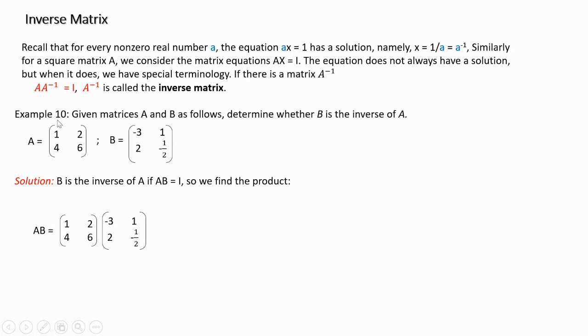Okay, now, example 10. Given matrices A and B as follows, determine whether B is the inverse of A. So you guys, they're trying to determine here if B is the inverse of A. How do we know that? If it gives us the identity matrix, then they're both inverses of each other. Okay, so how can we do it? We multiply the matrices. Okay, let's see what we get.